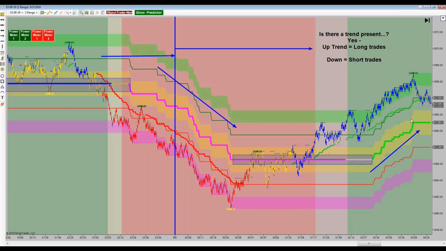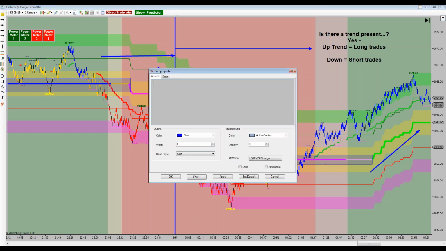Stair-stepping up. So the characteristics of an uptrend are a solid green background, predominantly blue bars, and the mid-band and all the bands stair-stepping up. You are said to be in an uptrend. Conversely, if the background is solid red, the mid-band and all the bands are stair-stepping down, and bars are predominantly red, this is called a downtrend. So let me just put it right on. And we know what type of trades we take.